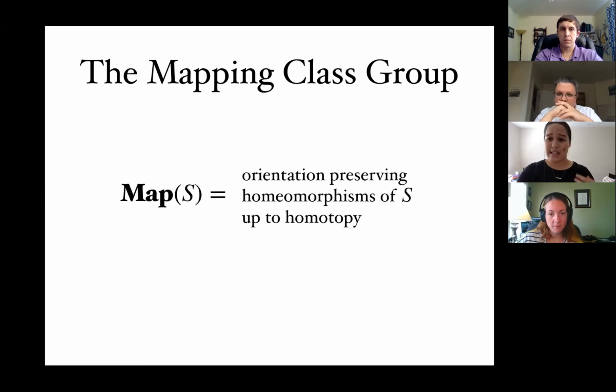So a somewhat more formal definition of the mapping class group, which I'm going to denote by Map(S), is the group of orientation preserving homeomorphisms of my surface up to homotopy. When I say homeomorphism, again, this is a continuous map on my surface. And up to homotopy just means I'm going to go up to this equivalence where if I can squish and deform my maps to look the same, then I'm just going to say they are the same.